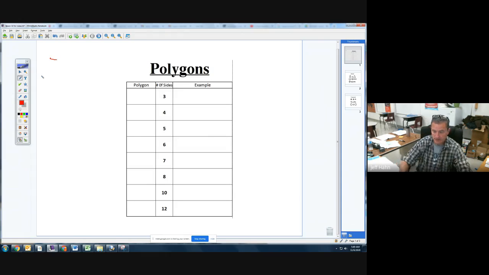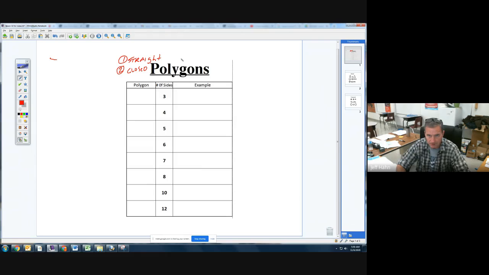Under polygons, the first thing we have to do is define exactly what this bad boy polygon is. And for something to be a polygon, two things have to be true. Number one, it has to be made of straight lines. It has to be straight lines, no curves, no circles, no roundy things. And the second thing is it needs to be what we in math call closed. And by closed, all we mean is that there are no openings.